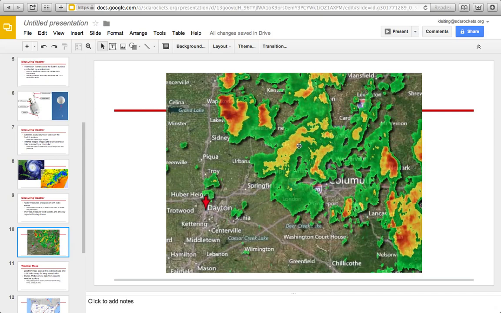Mostly when we talk about radar, we're talking about Doppler radars. But we've seen this before where the green is kind of mild and yellow is a little more heavy rain, and then red could be thunderstorms.